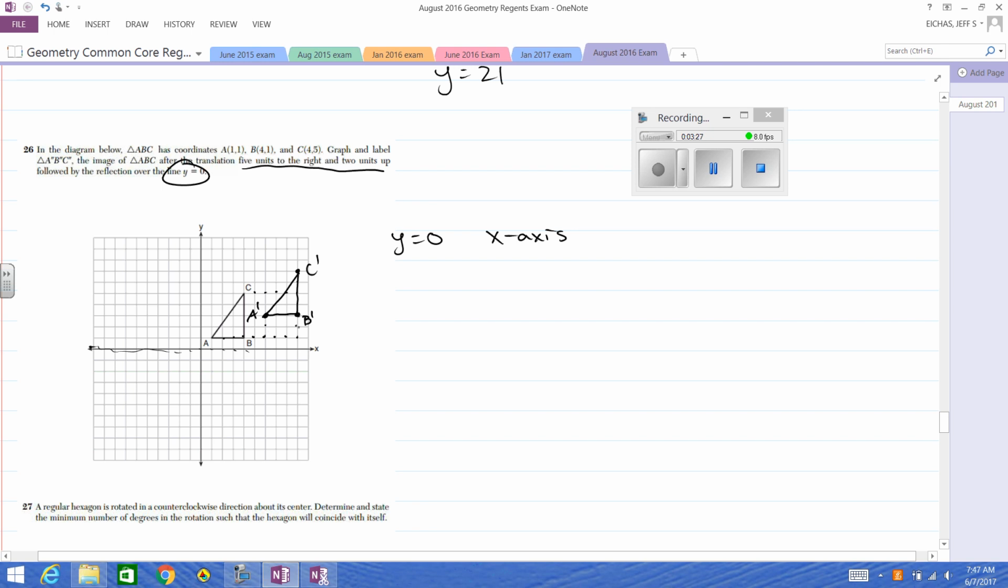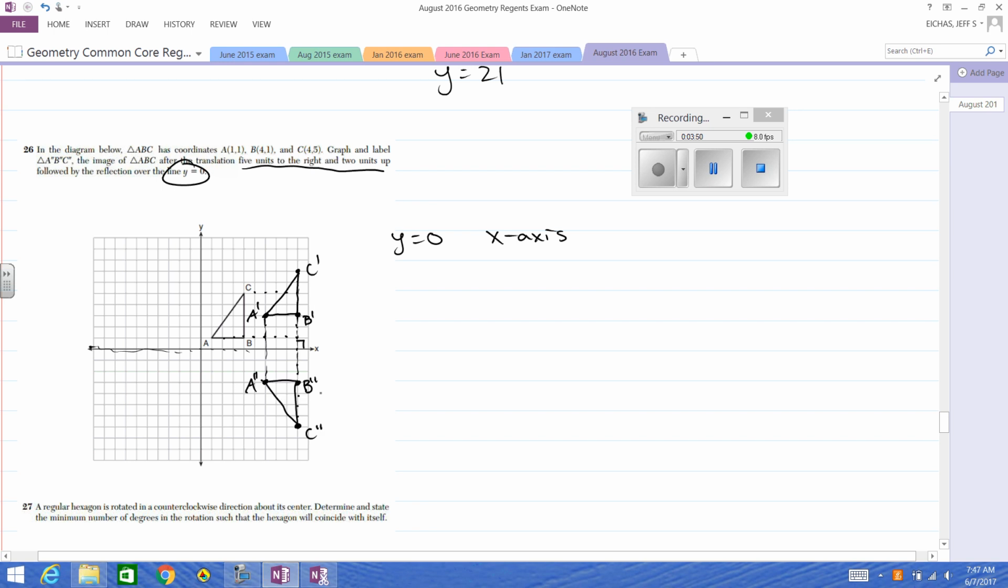So B is going to end up 1, 2, 3. So we're going to go perpendicular and the same distance. So there's B double prime, perpendicular and the same distance. A double prime, same thing. 1, 2, 3. And there's C double prime.